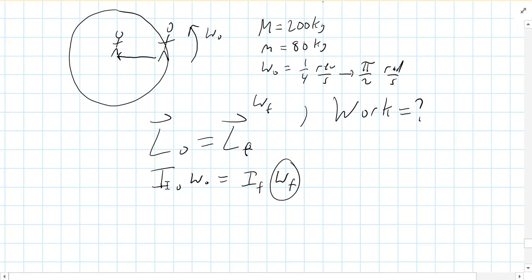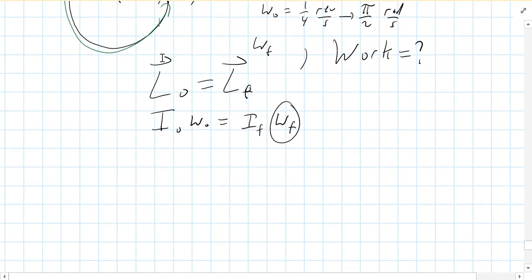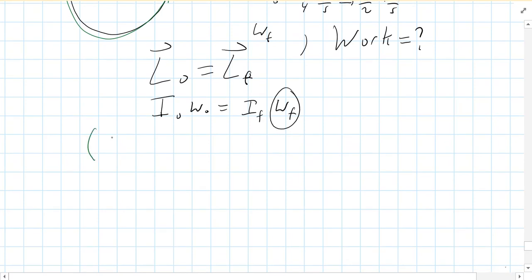Now the I's. Well, you have two things: the merry-go-round and the person. The person is behaving like a point mass going in a circle. So I'm going to add up the merry-go-round's moment of inertia plus the person. For the merry-go-round, it's a disk, so it's 1/2 big M R squared. And then for a point mass, the moment of inertia is simply m R squared. I'm using little m there because it's me. And then times omega naught, which I'll throw in there next line down.